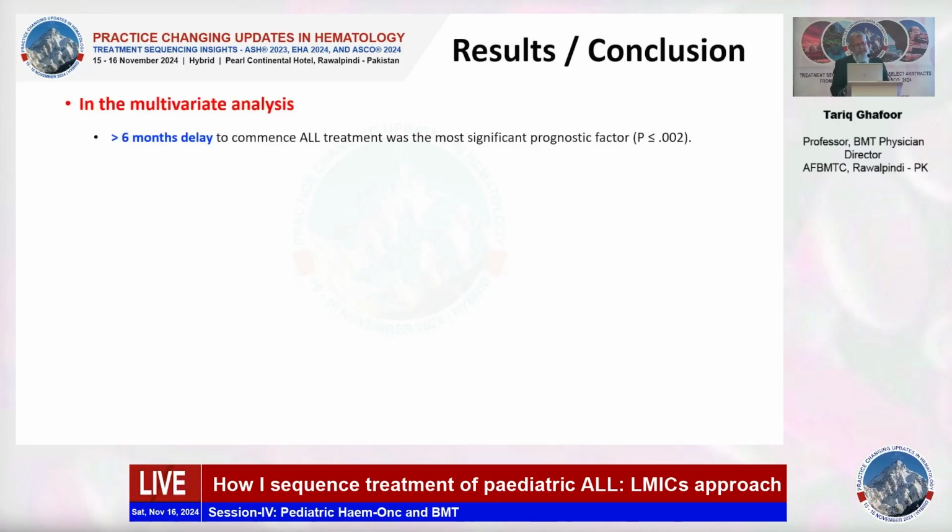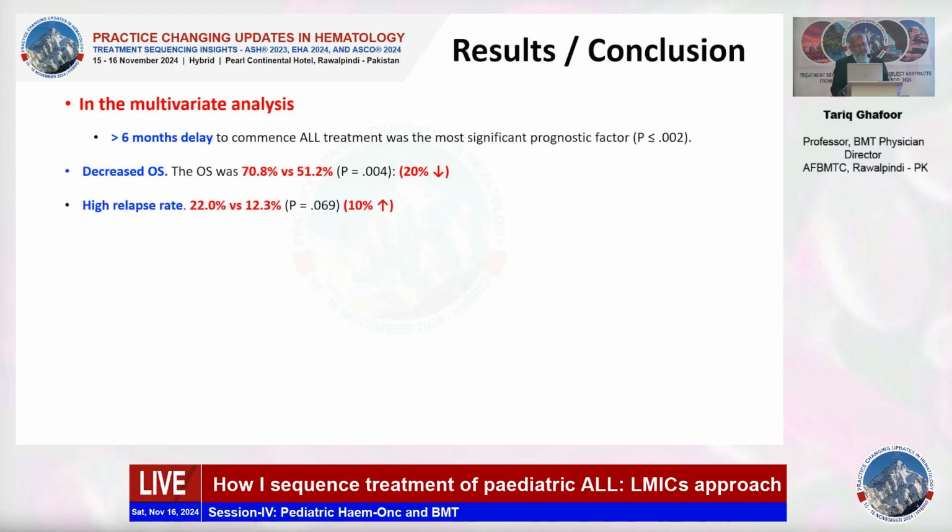In multivariate analysis, the children who took more than 6 months to reach the pediatric oncologist were the worst group of patients. Overall survival decreased from 70% to 51%, so there was a 20% decrease in overall survival. There was also a 10% increase in relapse rate in children who started treatment more than 6 months after diagnosis or symptoms, and almost 20% higher mortality as compared to the children reporting earlier.